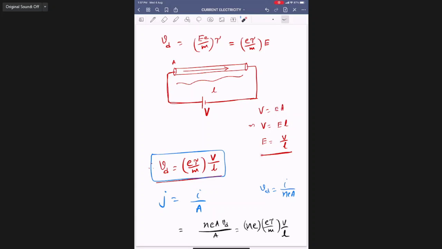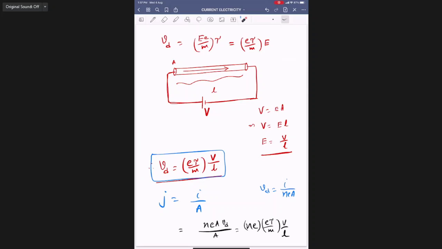So V equal to Ed. Electric field is V by L. Potential difference applied across the ends is V, and length of the conductor is L. So V equal to Ed we applied. Here, what is electric field? V by L. Got it? Then we replace this electric field here. Then drift velocity is e tau by m into V by L. Got it? These are the relations; later on they will ask.